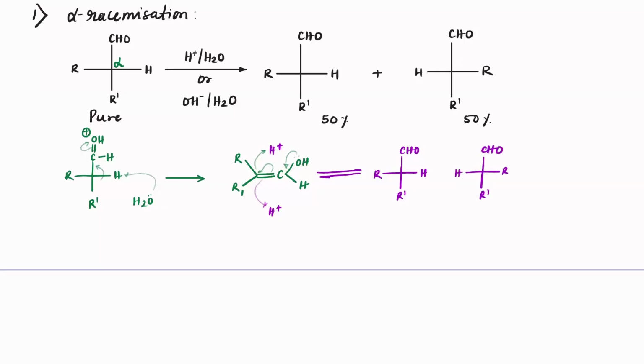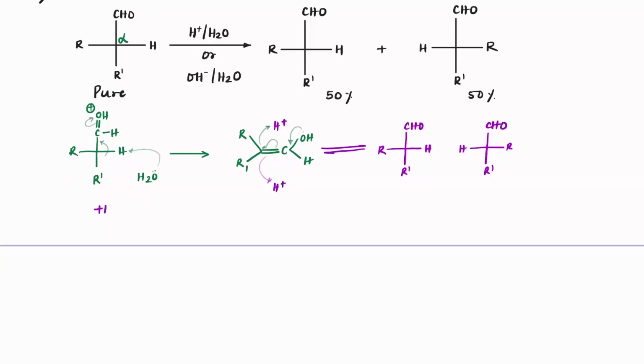Got it? So consider if this was an R configuration, the absolute configuration of this chiral center is R, then we might end up getting R as well as S. Both would be 50-50 percentage. Hence, the solution is a racemic mixture.